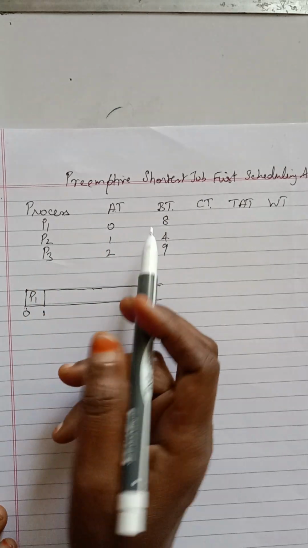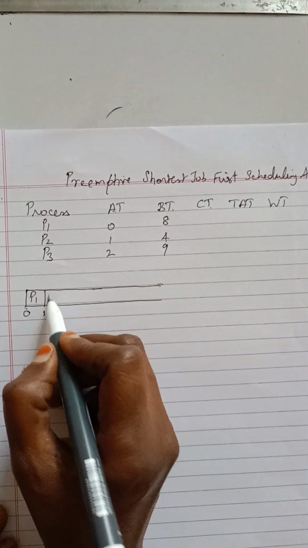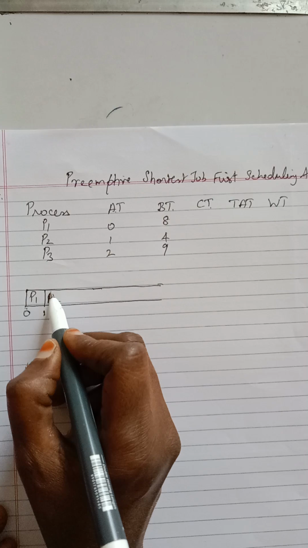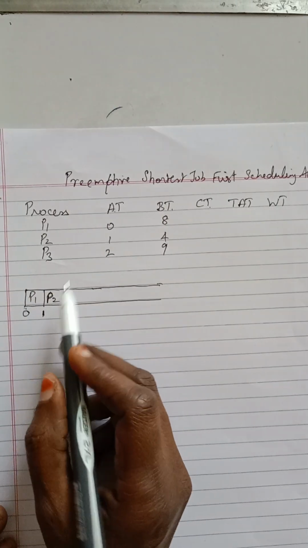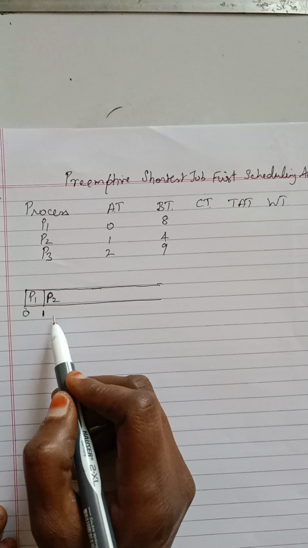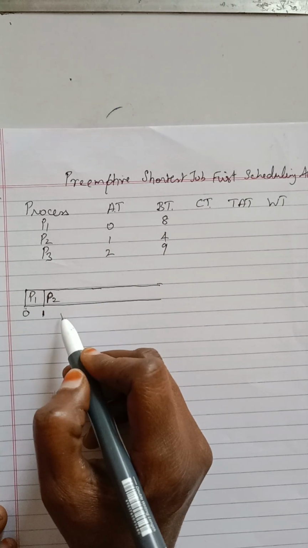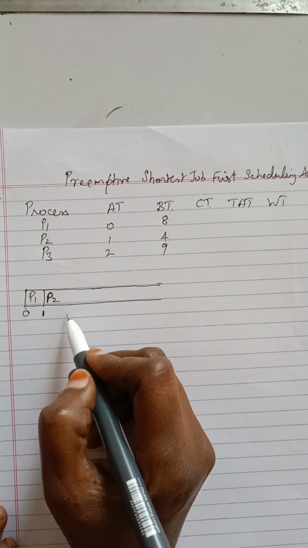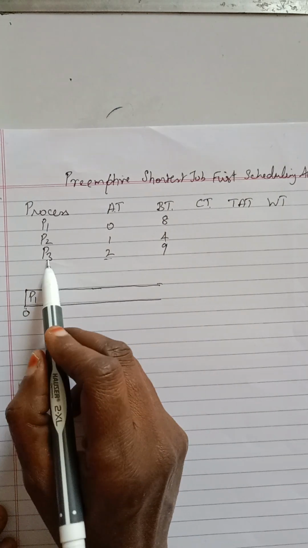P2 arrives, and it sees that its burst time is only 4. So P2 is scheduled in the CPU at time 1, and then it runs. If you take 1 second, it means it has done 2 milliseconds of work. But afterwards, at 2 milliseconds, what arrives?